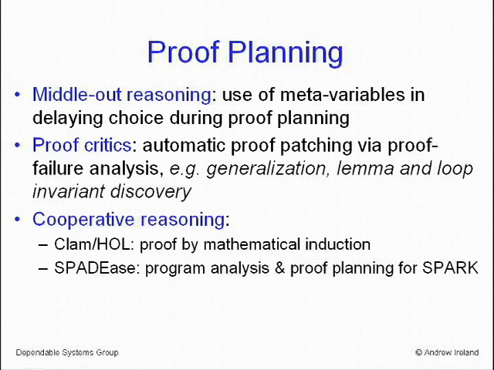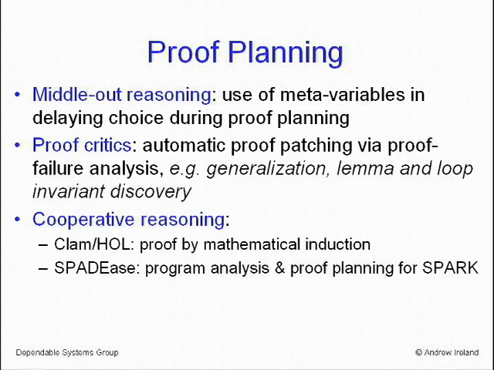This kind of middle-out reasoning is facilitated by what are called proof critics. If you think of proof plans and methods as design patterns, proof critics are like anti-patterns. They capture common patterns of failure, and along with those common patterns of failure, they associate patches, ways in which you can get around the failure in the proof. In much the same way as we, in attempting to do a proof, will realize we need a missing lemma, or the conjecture we need to prove needs to be generalized.